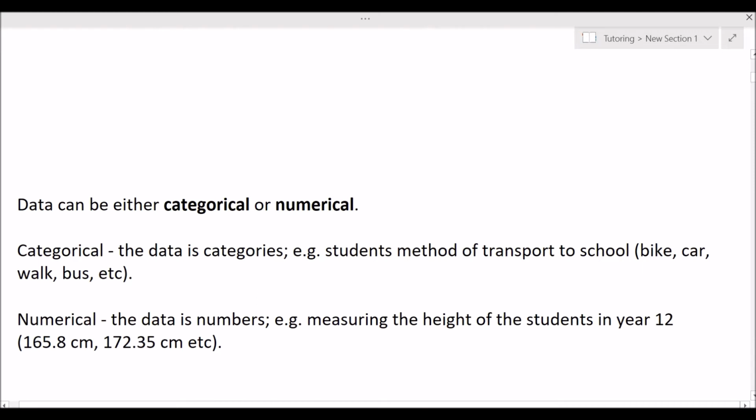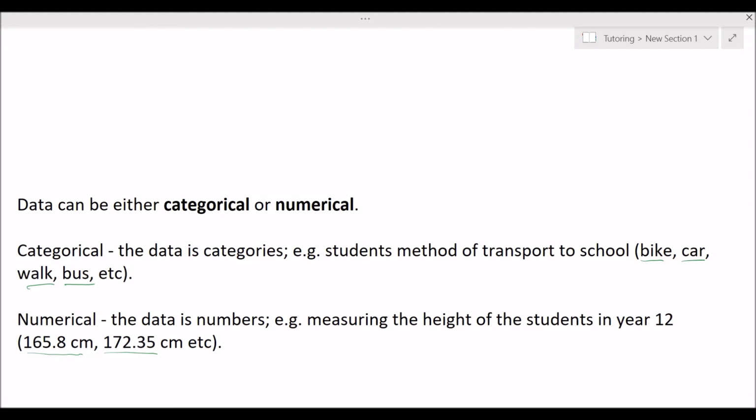Okay, categorical data is data that is in categories. My example here is a student's method of transport to school: bike, car, walk, bus, etc. Those are categories. Whereas the other type is numerical, where the data is numbers. For example, if you're measuring the height of students in year 12, you might get 165.8 centimeters or 172.35 centimeters, etc. Okay, those are numbers. So the data you are gathering is numbers in that case.